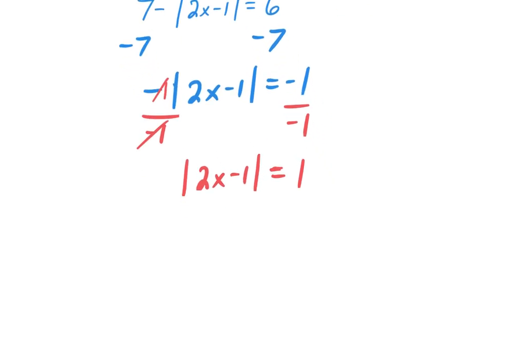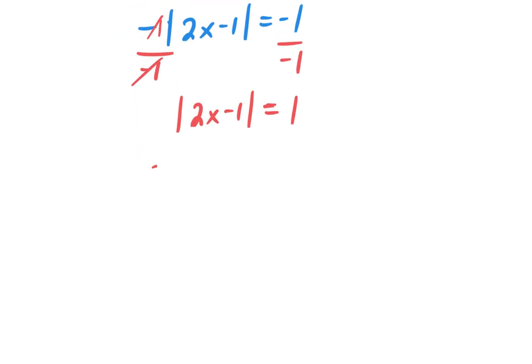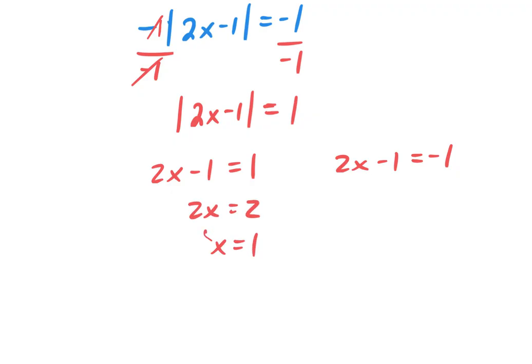Okay, and then at this point, once we get the absolute value by itself, we want to make sure it's equal to a positive, which it is. Okay, so because it's equal to a positive, now we can do our two equations. If it was equal to a negative, we would stop right here and we would be done. So now we're going to go 2x minus 1 equals 1. 2x minus 1 equals negative 1. And now we can solve our two equations. Add 1, divide by 2. Over here, we add 1, divide by 2.